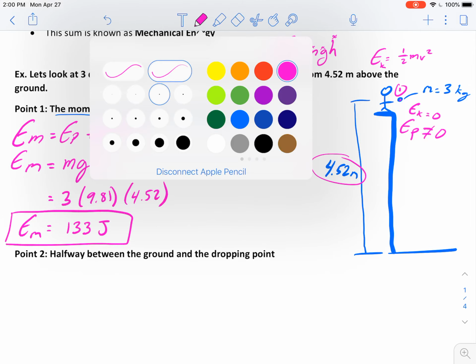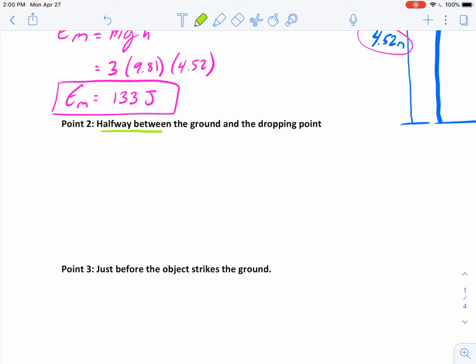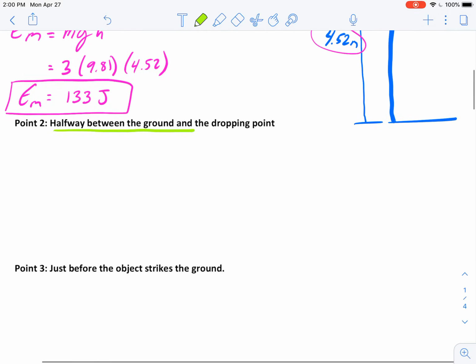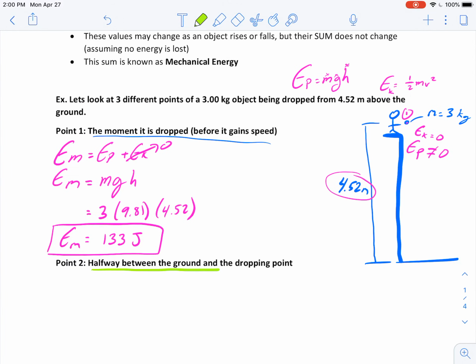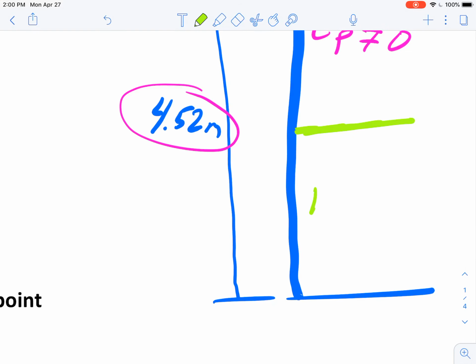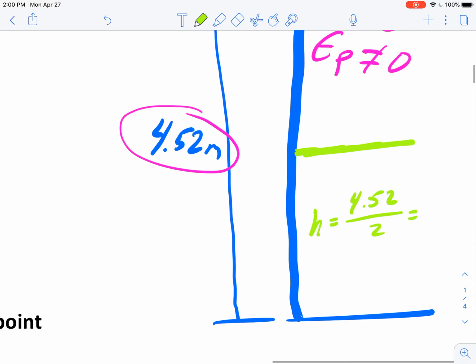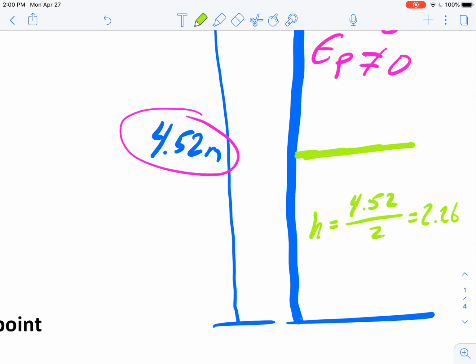Okay, now let's look at point 2, which is halfway between the ground and the dropping point, of course. So that would be right about here. And our height now is equal to 4.52 divided by 2, because it's half of that height, which is 2.26 meters.